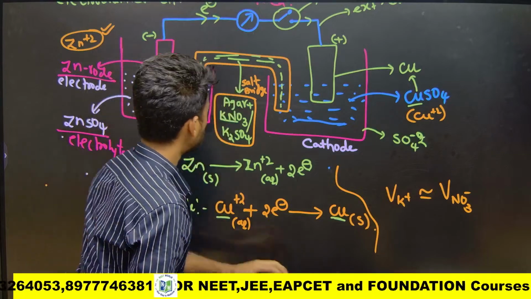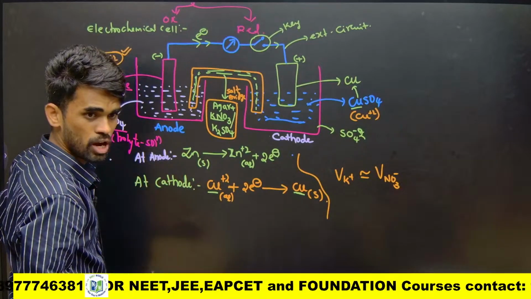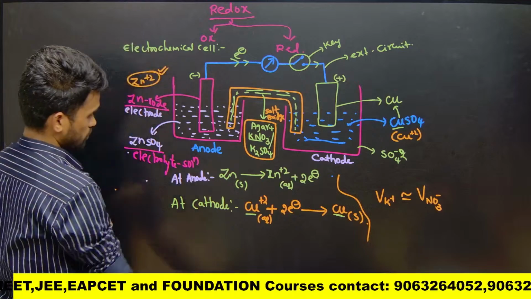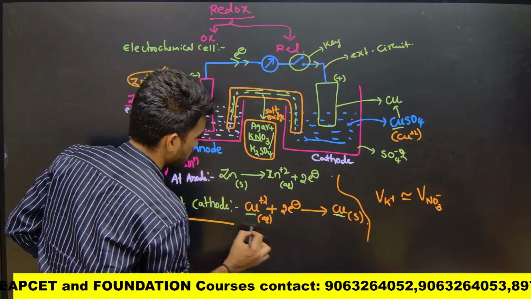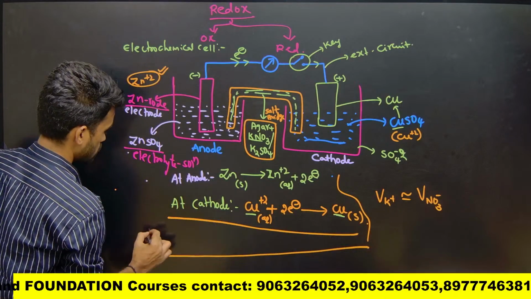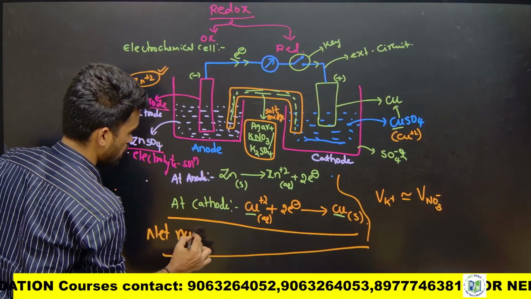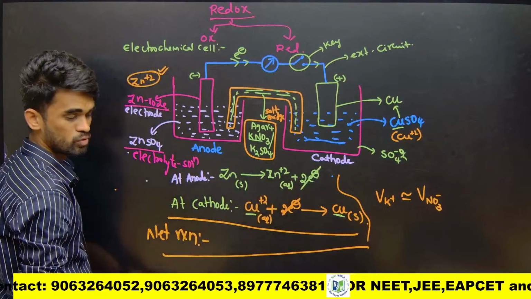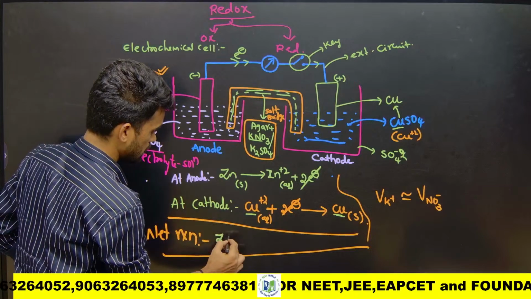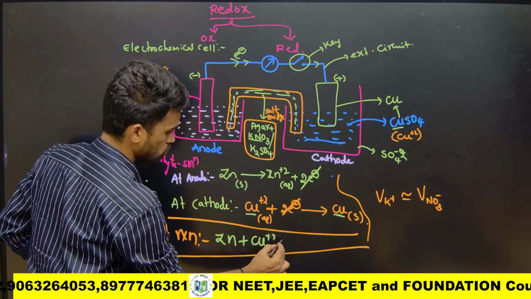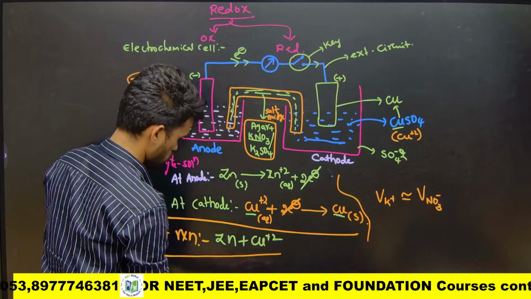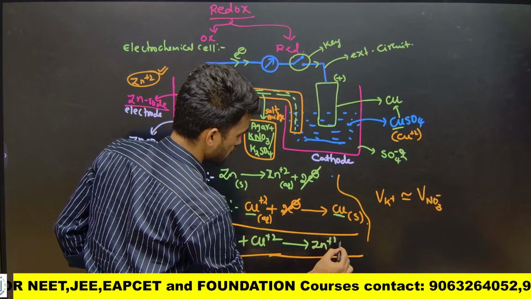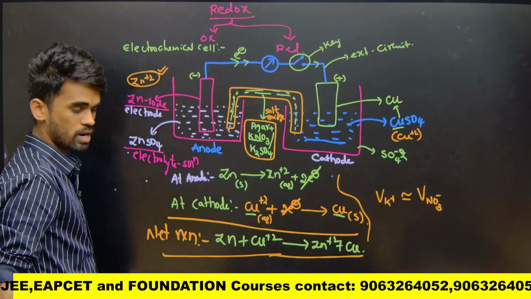Yes. Now this is the total scenario happening in this cell. Okay, so now what is the net cell reaction I should write here? See, these electrons are on the reactant side and these electrons are on the product side, so I am removing them. So what is the remaining part? Zinc plus Cu+2 gives rise to Zn+2 plus Cu. This is what happened.